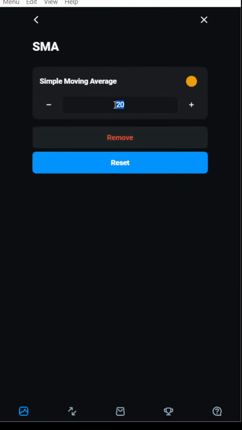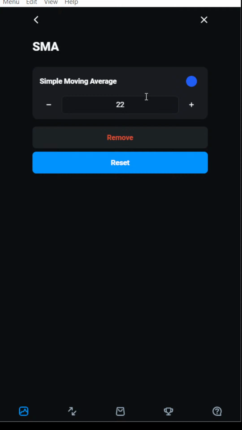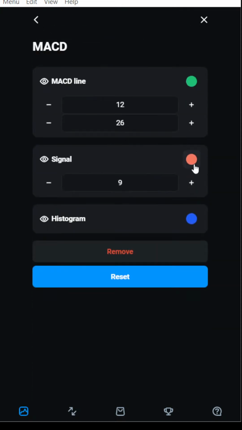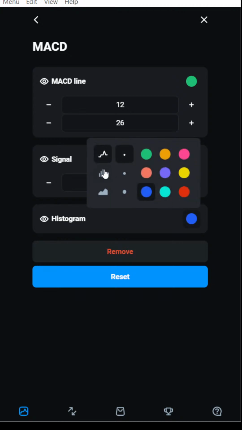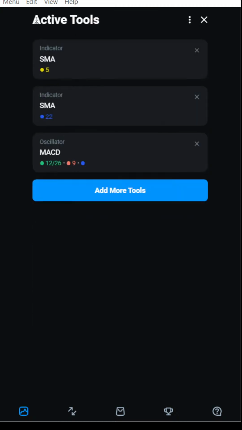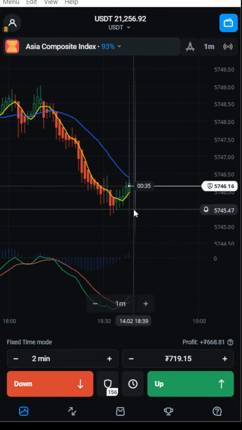Then the next will be SMA 22. So this parameter we need to change from SMA 20 to SMA 22. The line you can make like blue. Okay, no problem. Click on it. Go back. MACD you need to check, and MACD you need to set with the histogram, and that's it. Now the strategy is set again.